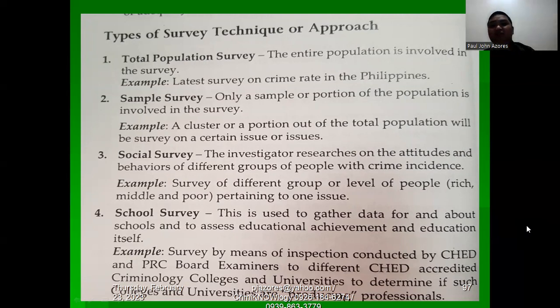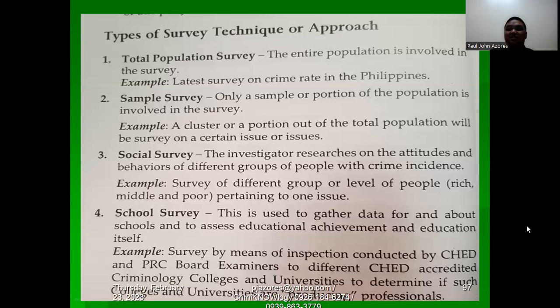Example, survey of different groups or levels of people like the rich, the middle, and the poor pertaining to the issue. Ano ba yung kanilang attitude or behavior tungkol sa criminality? Titignan natin ano ang pananaw ng mayaman, ng mga middle class, or ng mga mahihirap.